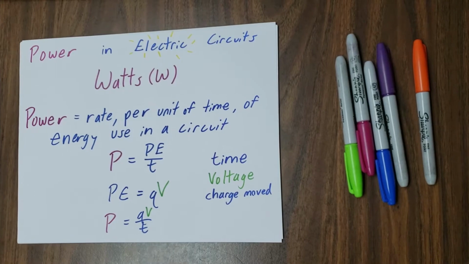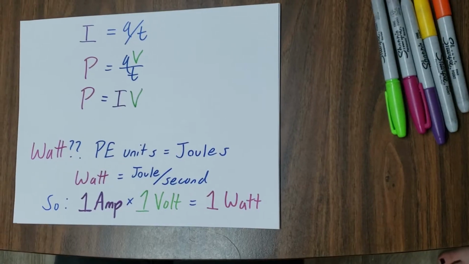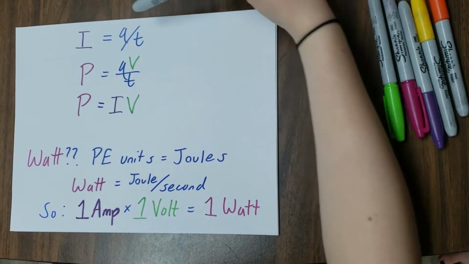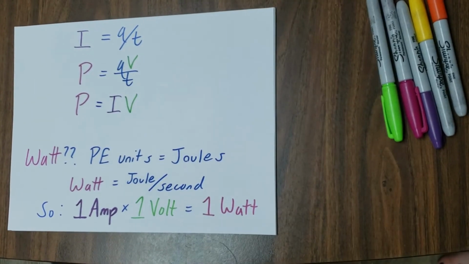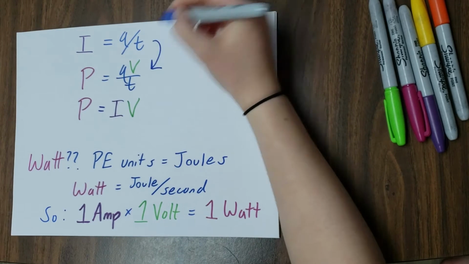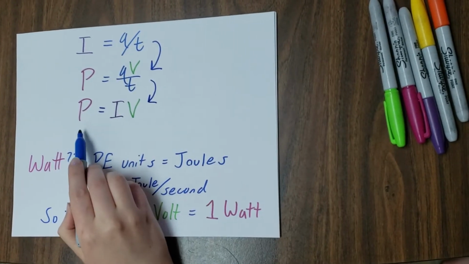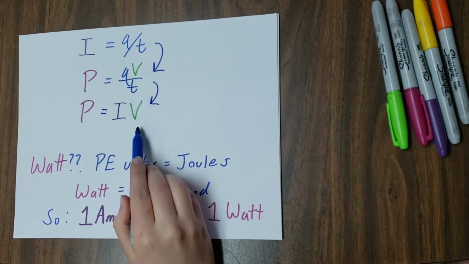QV over T. From here, we recognize that electrical current I is equal to the charge moved over time. And so the expression for electrical power becomes P equals IV. Simply, this means that electric power is equal to the current times the voltage.